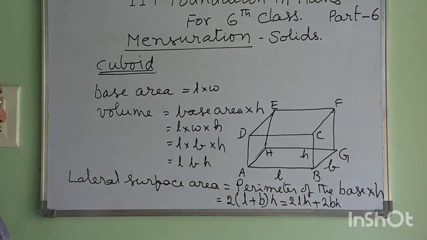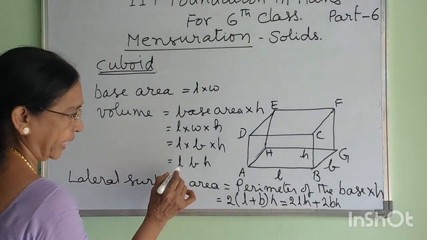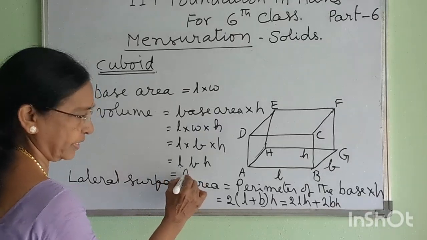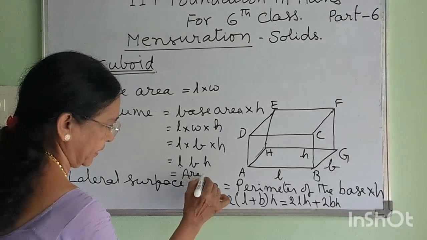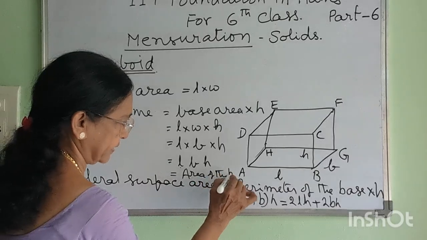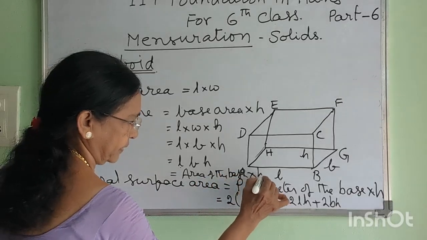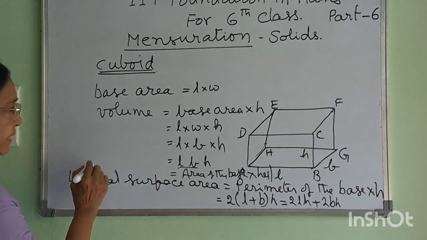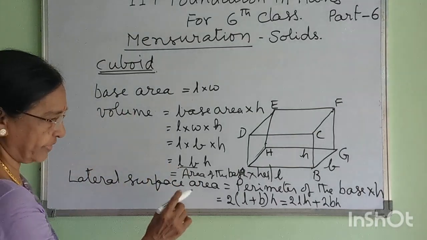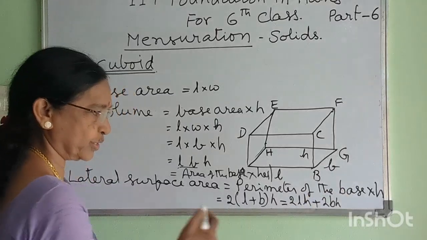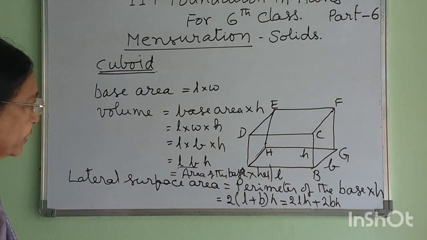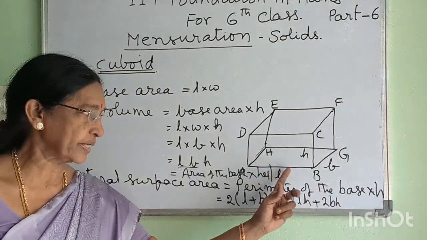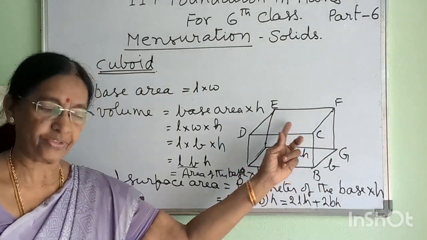So here volume is equal to volume of a cuboid, LBH, where L into B is the area of the base, into height. Area of the base into height, that is volume. Lateral surface area is equal to perimeter of the base into height. Now we will see the total surface area, that is the lateral surface area plus area of the base plus area of the top.